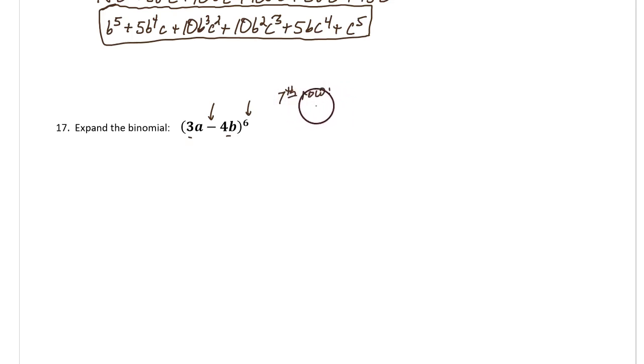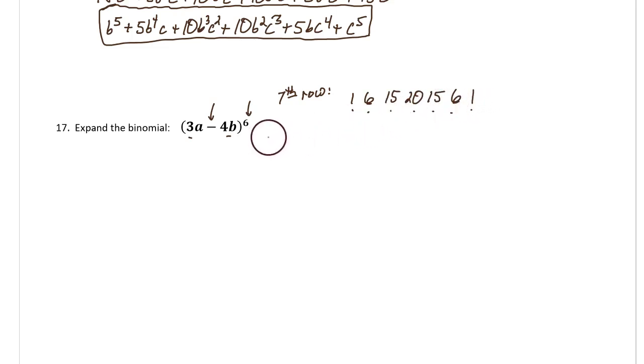Let's look up the 7th row of the triangle first to get our coefficients. It's 1, 6, 15, 20, 15, 6, 1. 1, 2, 3, 4, 5, 6, 7 numbers.